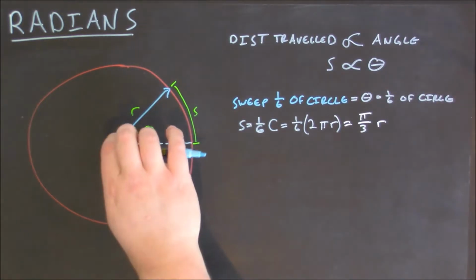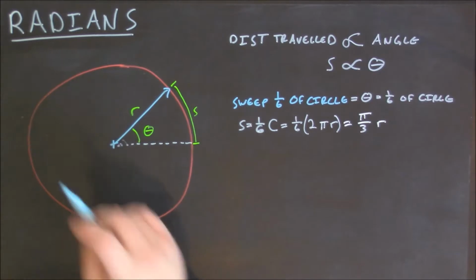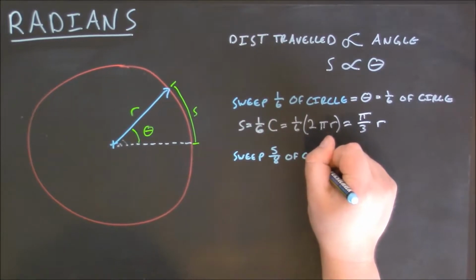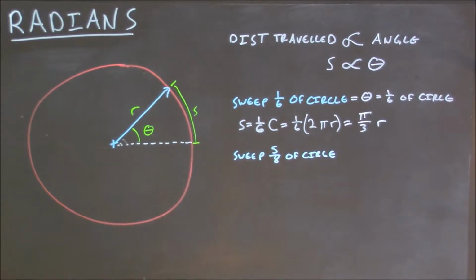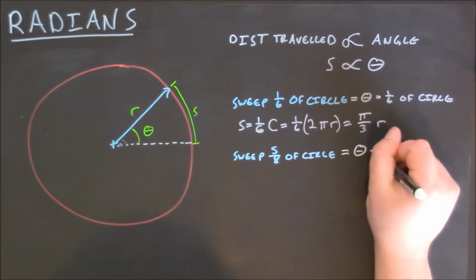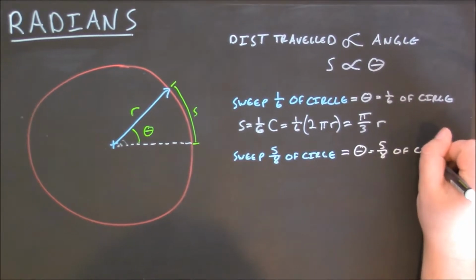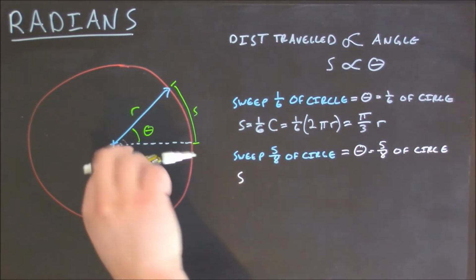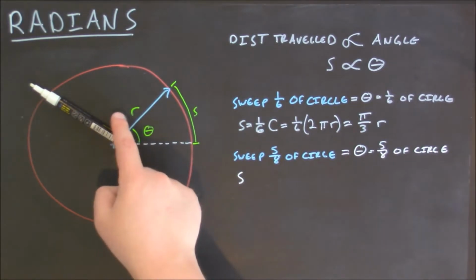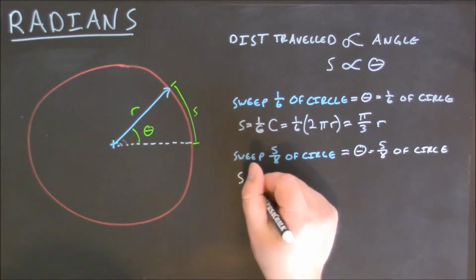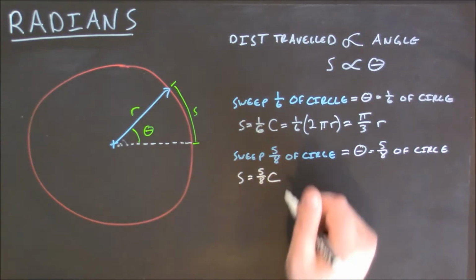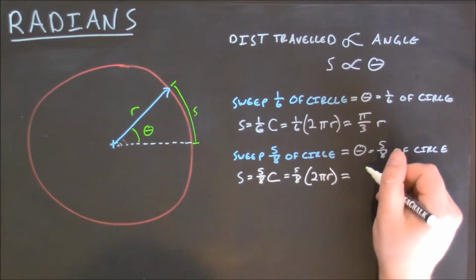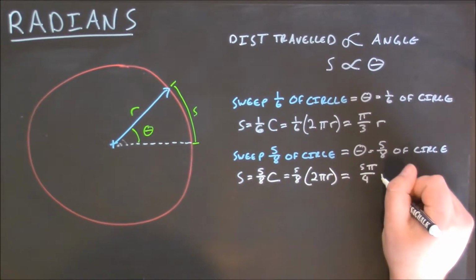Let's say we sweep some other angle from this reference point. Let's say we go around, let's say 5/8 of the way. So we sweep 5/8 of the circle. And we could write this as theta is equal to 5/8 of the circle. So now we could do this just like we did before to calculate the distance traveled. So if I travel 5/8 of the way around the circle with the angle, how far did I travel around the perimeter? The answer is 5/8 of the circumference, which is equal to 5/8 times 2 pi r, just like before, and this simplifies to 5 pi over 4 times r.